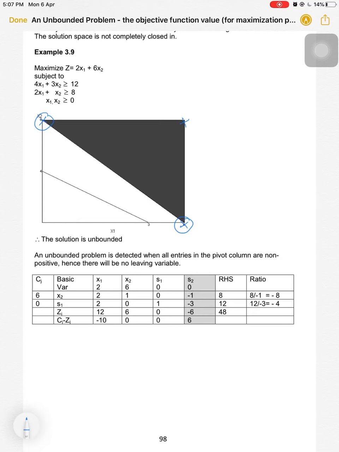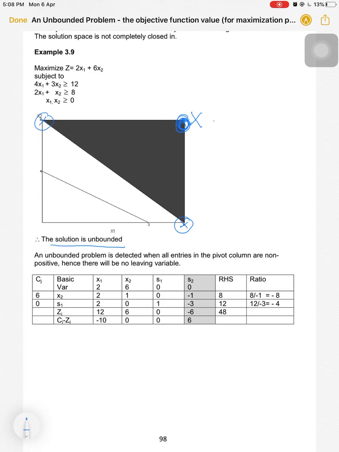So there is no point for here, because actually this is unbounded area. Okay, so we can identify which one will give us the optimum point, will give us the maximized z. That's why the solution is unbounded.